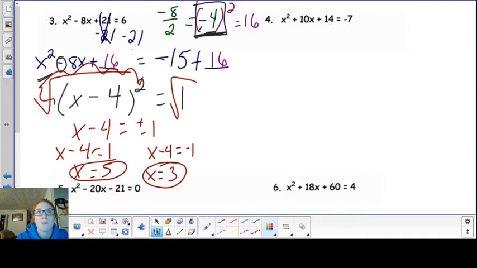Ready to try number 4? Okay. So get rid of that constant. That constant is currently being added, so to undo an add, I subtract. So I have x squared plus 10x plus blank is equal to negative 7 minus 14 gives me negative 21.